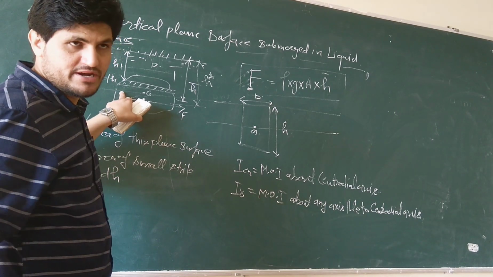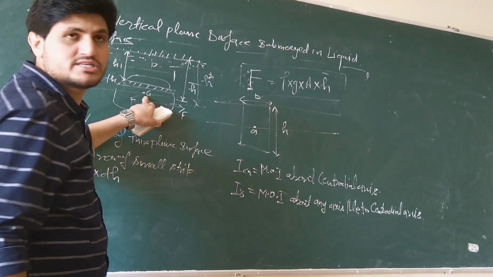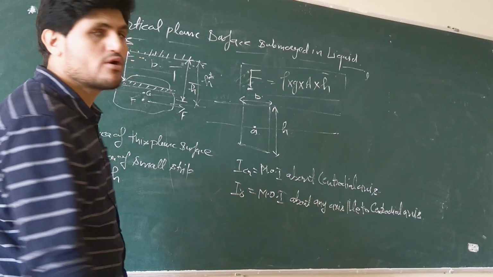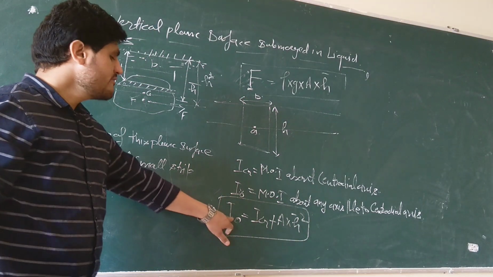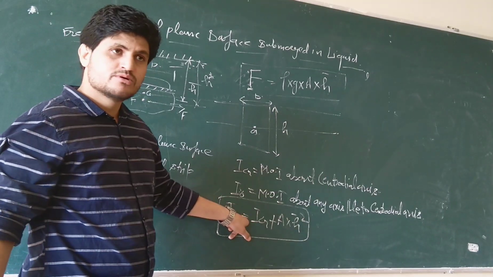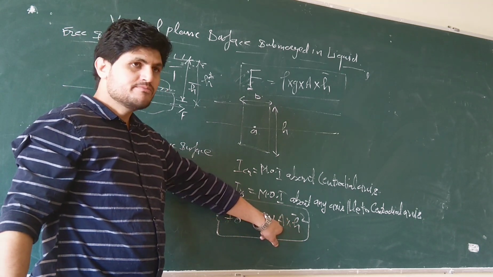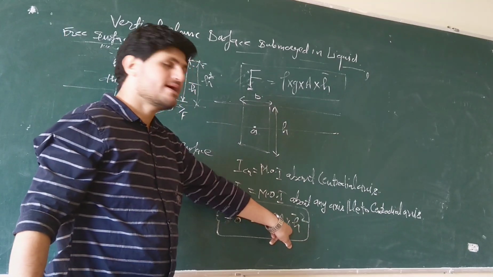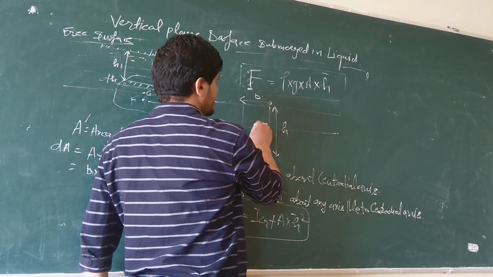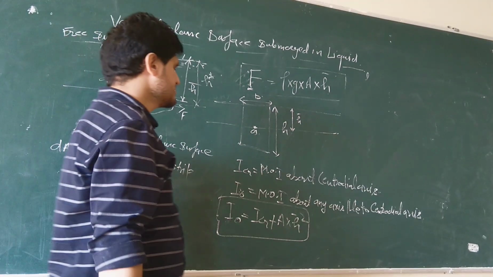But the moment of inertia we have calculated, about what did we calculate it? We calculated it about the free surface. So this free surface of liquid is parallel to this centroidal axis. So from here we can apply the theorem of parallel axis. The moment of inertia about any axis which is parallel to your centroidal axis is equal to the moment of inertia about the centroidal axis plus the area of the surface multiplied by the distance between the two axes. The distance of the center of gravity from here is your h bar.